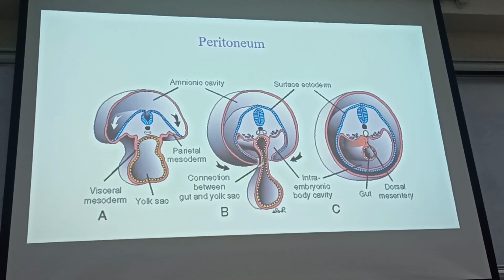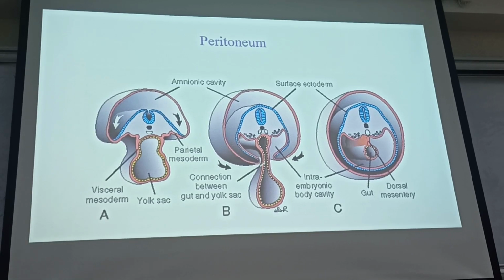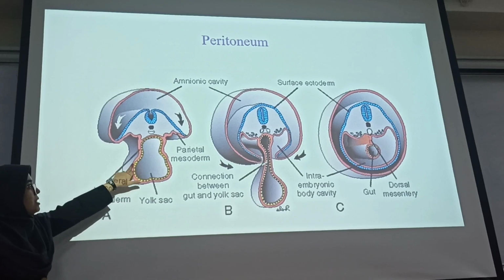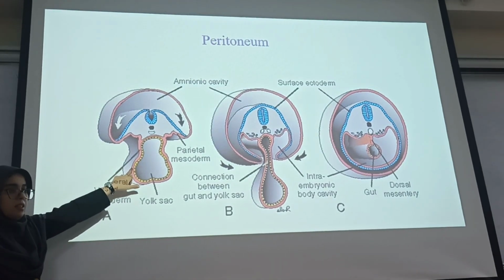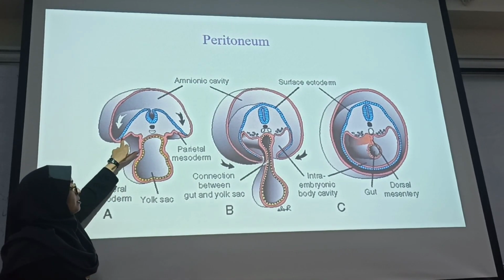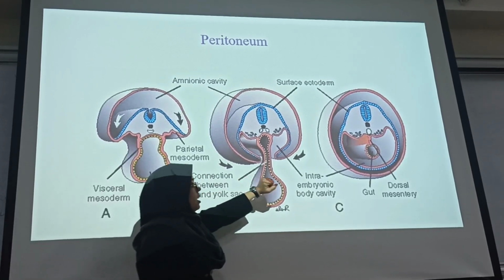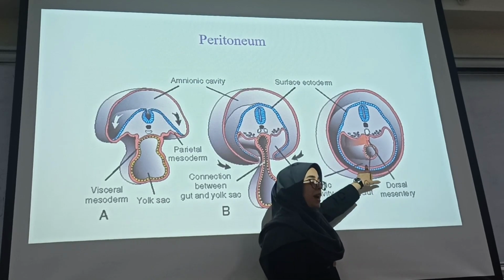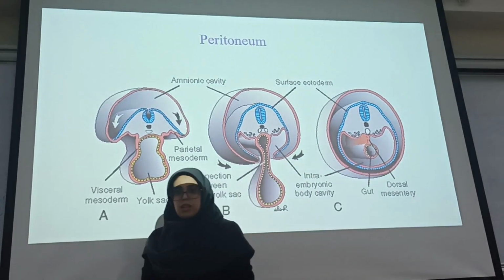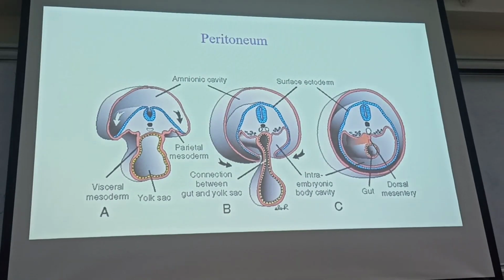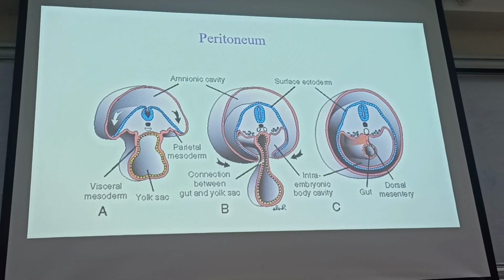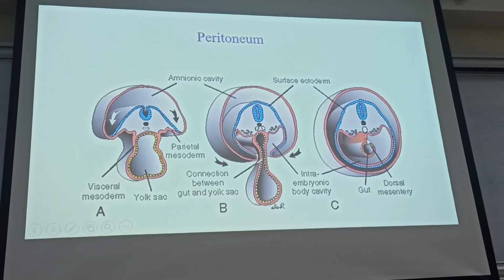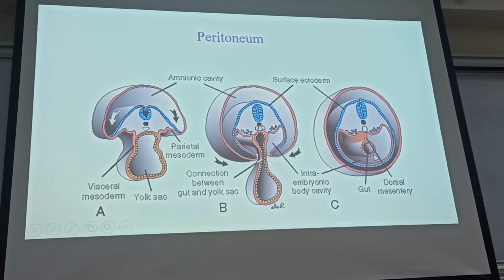Please match the two pictures. What is this? Visceral mesoderm. And this is? Parietal mesoderm. In this picture, you can see visceral peritoneum and parietal peritoneum. Please tell me the origin of parietal peritoneum. Parietal mesoderm. And visceral peritoneum originates from? Visceral mesoderm.